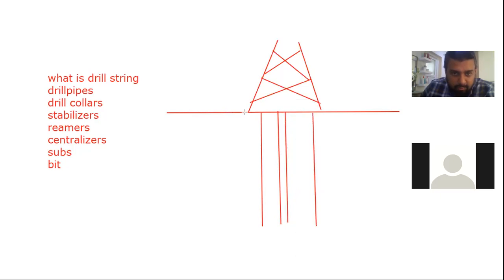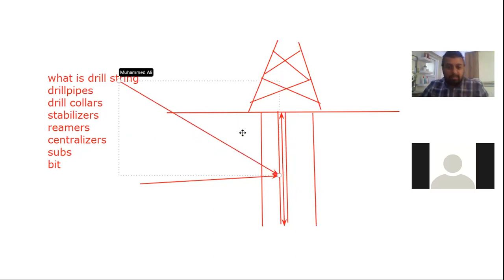So this section of pipe is called the drill string. So I can connect this directly. And it consists of these drill pipe, drill collar, drill stabilizer, reamer, centralizer, subs, and bit. Now we are designing the drill string.